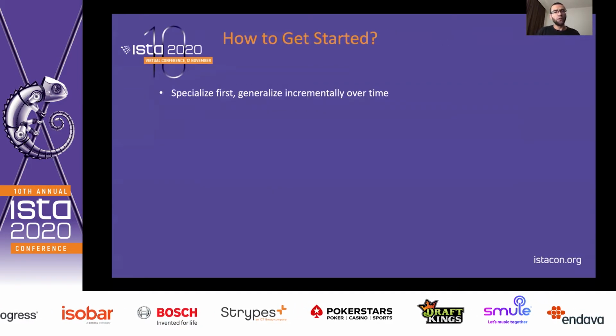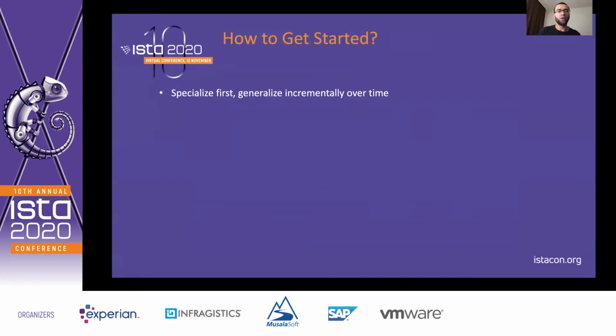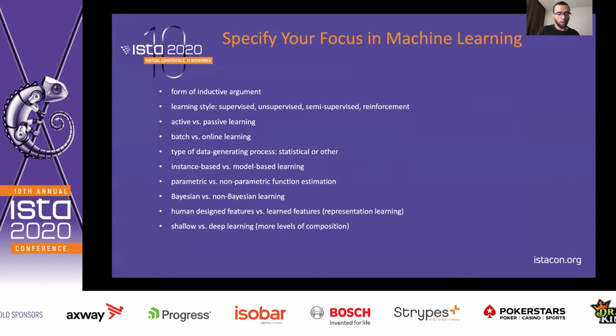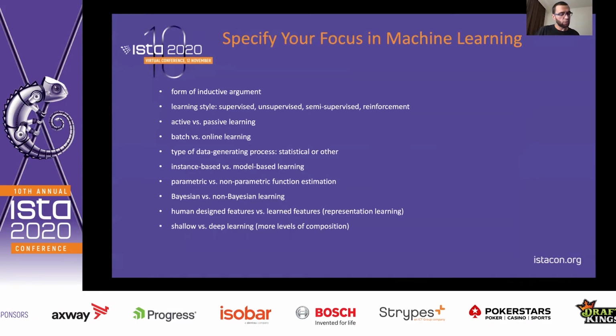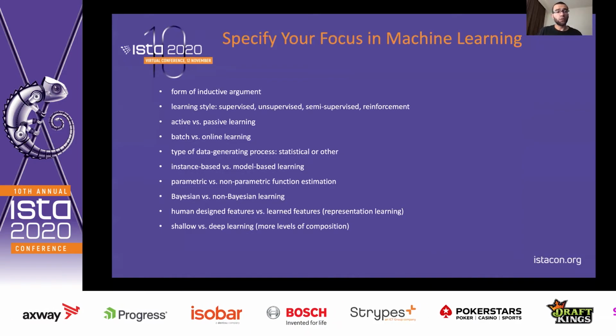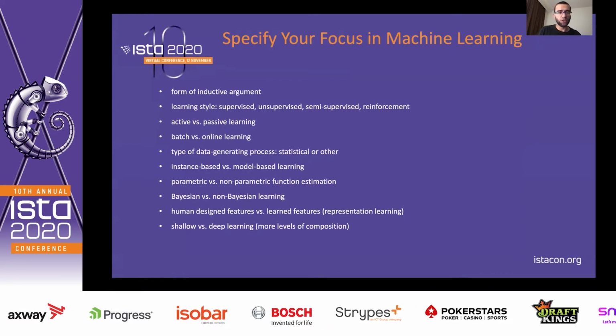Okay, so if you want to make your own data science platform and you want to create your own operators, so that you can compose your pipelines, how to get started? I would recommend first to specialize and then to generalize incrementally over time. Okay, so we have around 10 more minutes left. So first, I would recommend to specify your focus in machine learning.